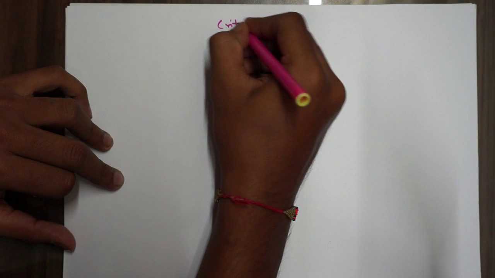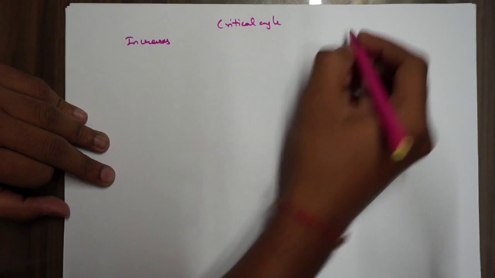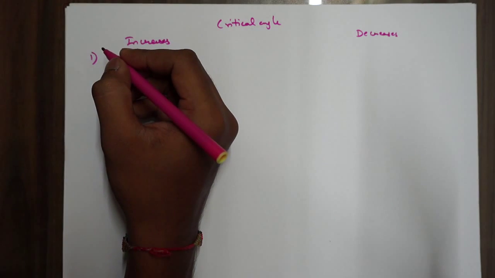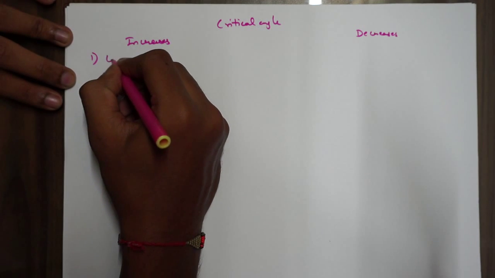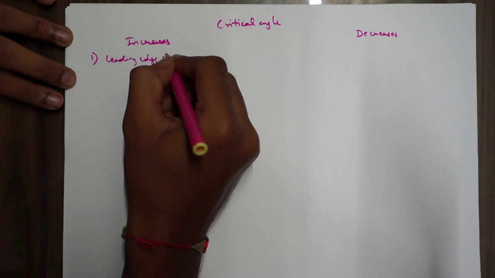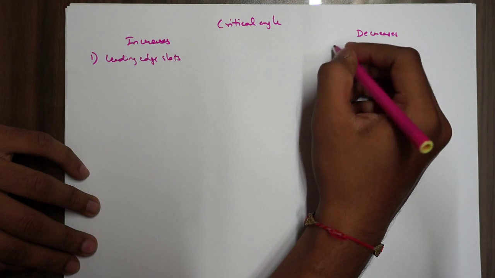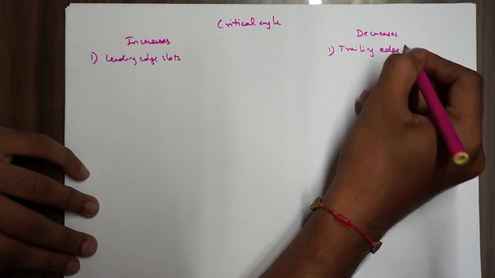All right, so now we'll discuss the critical angle. Summary: critical angle, this is the stalling angle. What increases it, what decreases it. Just keep in mind, if you note these tables down, your stall chapter is largely done. So critical angle will increase with leading edge slats. Why? Because slats will re-energize the boundary layer again. And critical angle will decrease with trailing edge flaps.